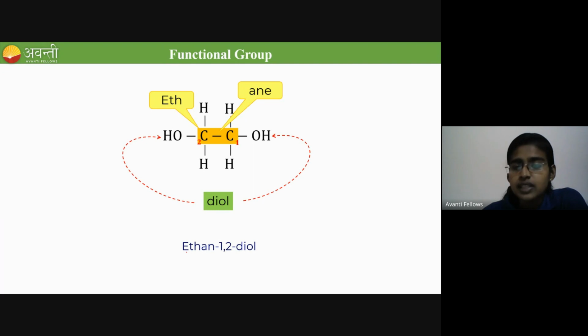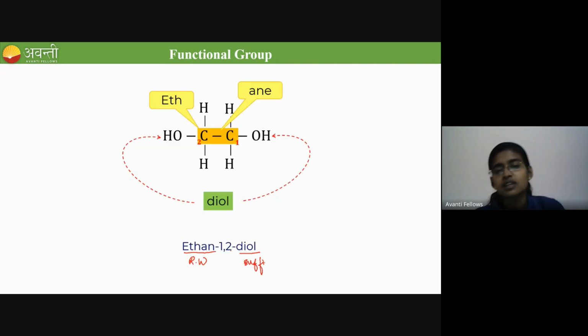Name has to be written from the root word. So ethane, since we are having 2 carbon, it is ethane. Ethane is the root word. And since we are having 2 alcohol, it is written as diol. This is the suffix. And the alcohol's position also has to be given. So in the first and second carbon, 2 OH are attached. So ethane 1,2 diol.